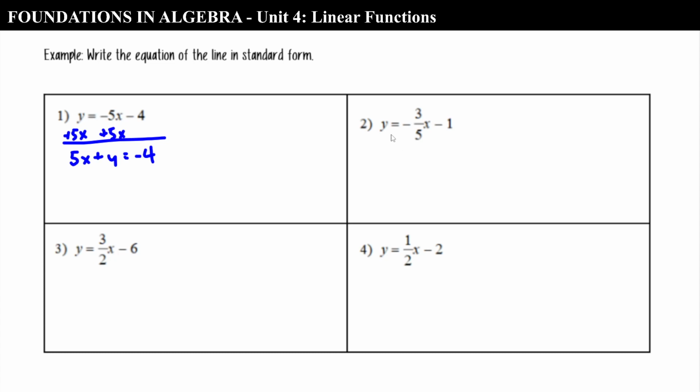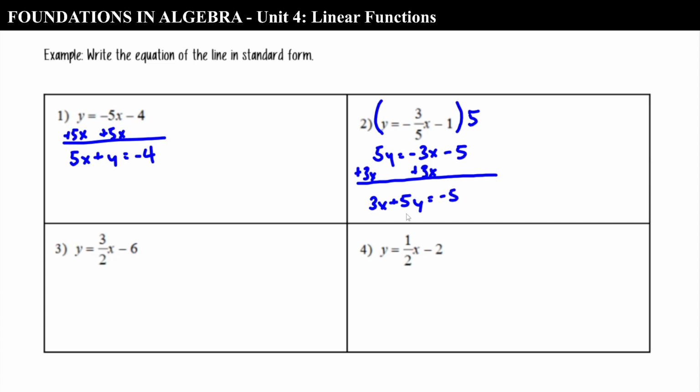For number 2, first thing we need to do is multiply each side by 5. So we're going to multiply this entire equation by 5. That's going to give us 5y equals negative 3x minus 5. Then we're going to add 3x to both sides. And that's going to give us 3x plus 5y equals negative 5.